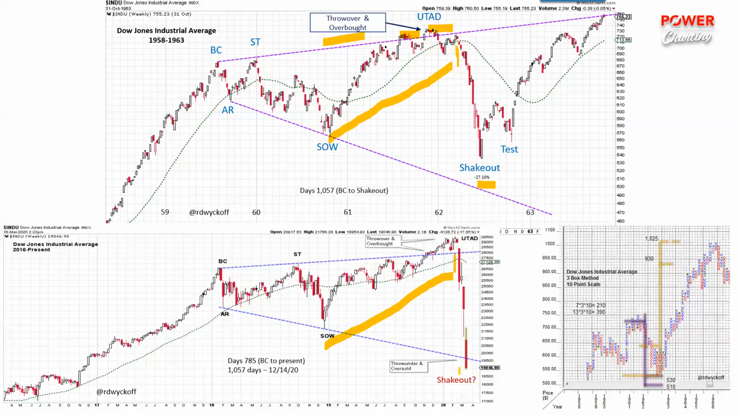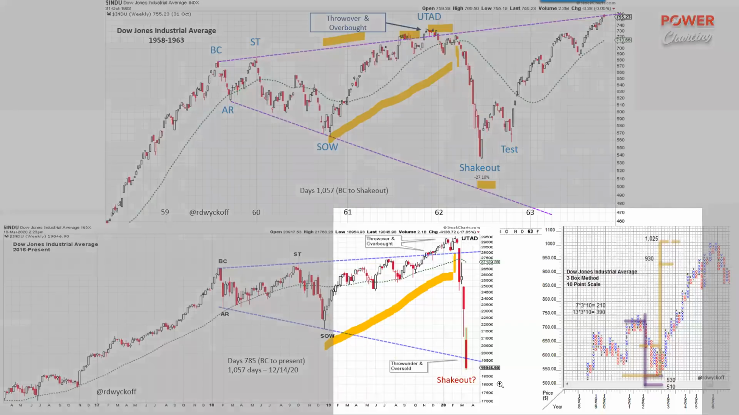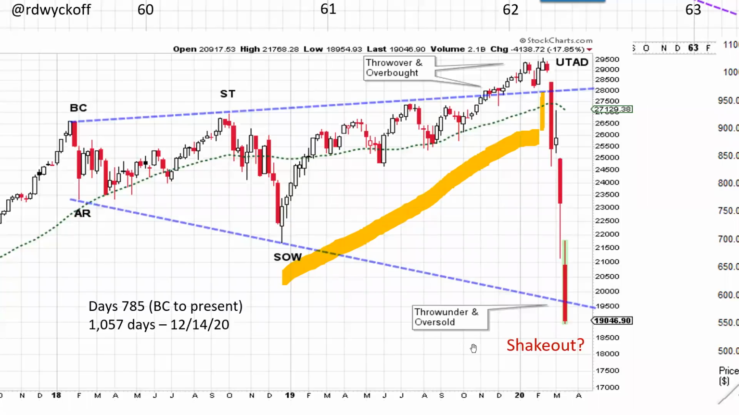the decline, at the extreme, now this isn't how the market closed, but at the extreme, the Dow Industrials went to and through for the first time this downward sloping trend line and took it out. So we then had a condition here where we had a throw under and an oversold condition. Now that can persist for a while, and it may be that there's still more to go.